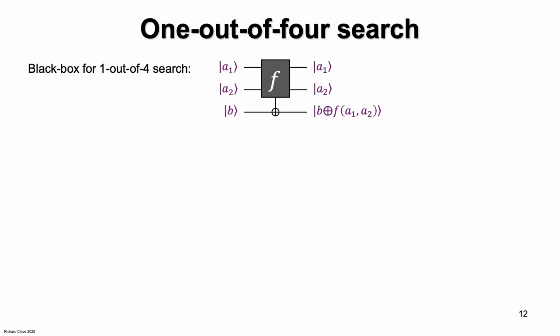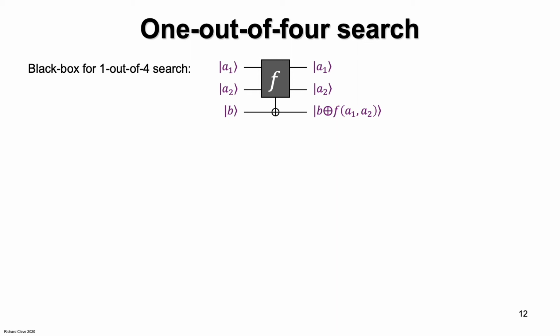For functions mapping 2 bits to 1 bit, the queries look like this. There are 2 qubits for the input and a 3rd qubit for the output of the function. In the computational basis, the value of f of a1, a2 is XORed onto the 3rd qubit. Of course, that description is for states in the computational basis, but from that there is a unique unitary operation that matches this behavior on the computational basis states.